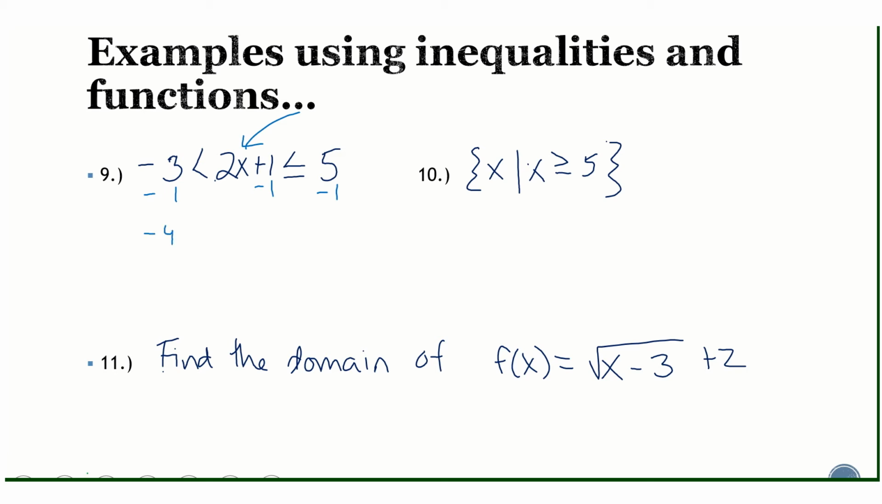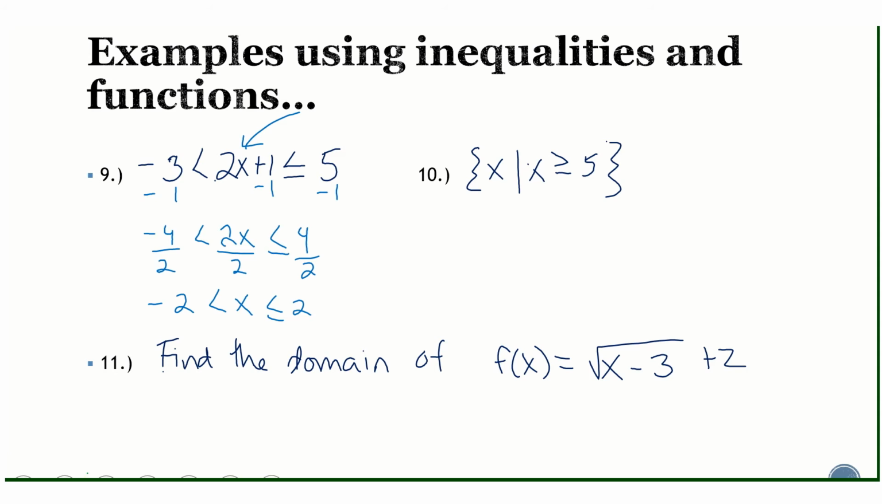So we have negative 4 is less than 2x is less than or equal to 4, and then we'll go ahead and divide by 2. And so we end up with negative 2 is less than x is less than or equal to 2.